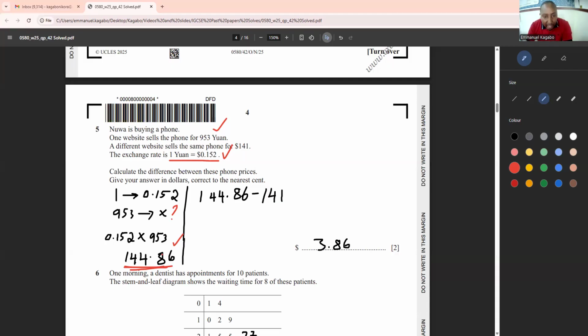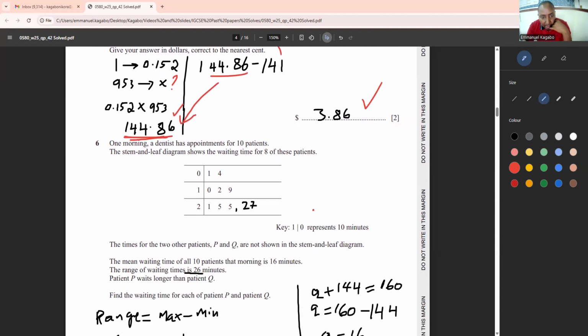So now, after getting this, they said find the difference. In dollars, it was this one on one website. And when you convert the other, what's the difference? Subtract the two. Whenever they say difference, you take the big number minus the smallest number, and that gives you that. This is this, and then this one is here, okay? To help you understand what I was doing.